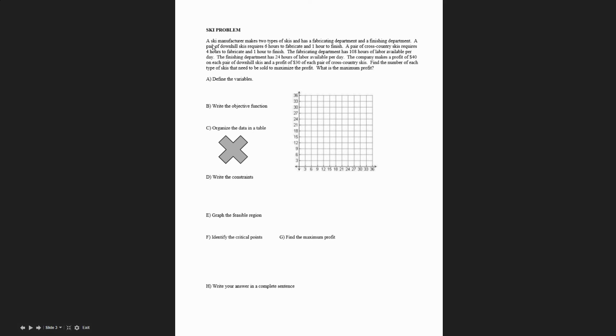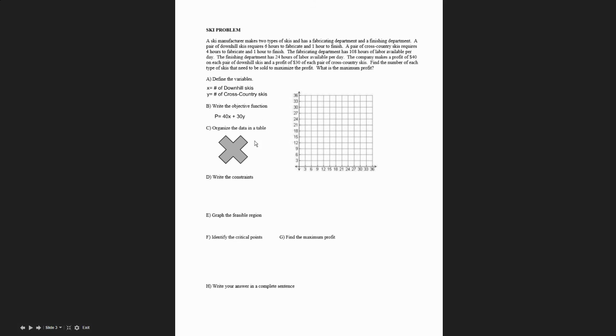Again, you're going to define your variables. So the two different types of skis, which are downhill and cross-country. So X will be downhill, Y will be the amount of cross-country skis. The objective function is profit. So just like the last problem, how much you're making for each variable. So for the downhill skis, you're making $40. For the cross-country skis, you're making $30. So the profit equation would be 40x plus 30y. $40 for each downhill, $30 for each cross-country.